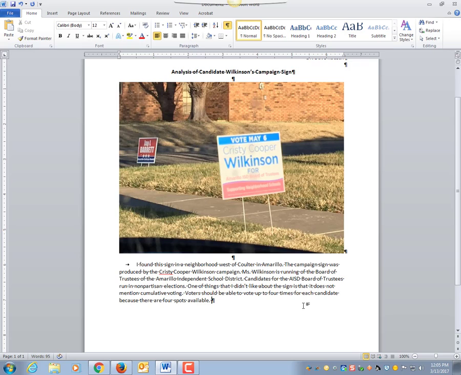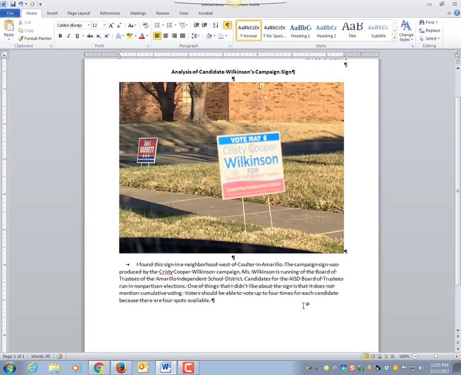And don't really worry as much about cumulative voting. It'd be kind of cool if you're able to get a sign where they mention, vote 4 times for me, vote up to 4 times. Remember that Amarillo ISD uses cumulative voting. We'll discuss cumulative voting a little bit later. Since there are 4 seats available in the AISD, the Amarillo College Board of Regents also uses cumulative voting. I think there's 3 seats available there.